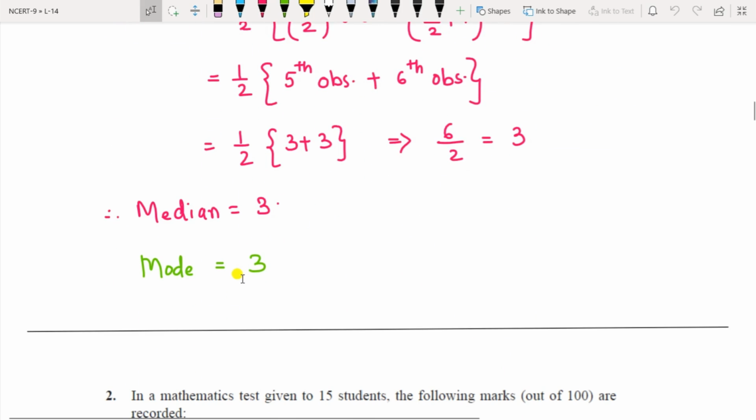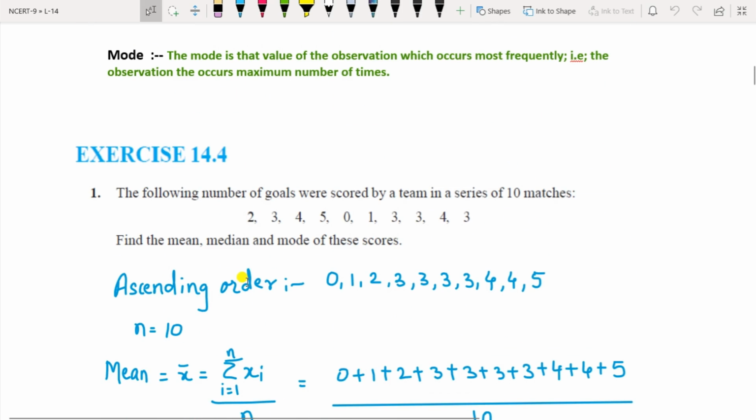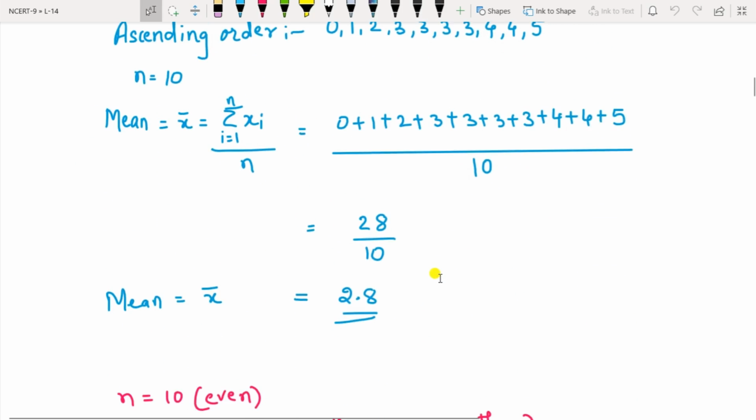And mode: from the given observations, the observation which occurs the maximum number of times is called the mode. There is no particular formula or solution. You just have to see which number occurs the maximum number of times in the given data. Here you can see clearly that 3 is occurring 4 times, the maximum number of times. So therefore mode is 3 here.